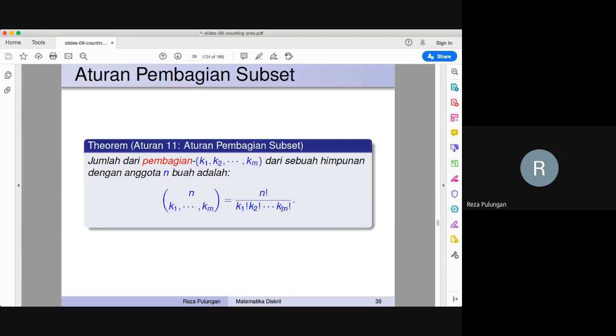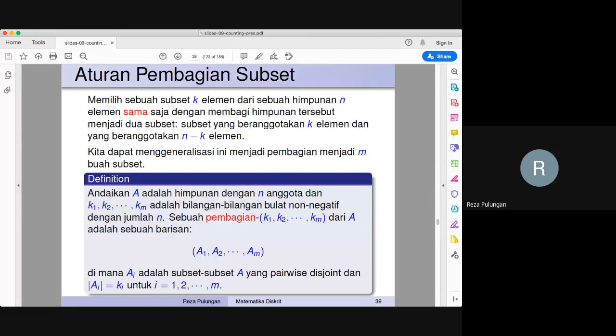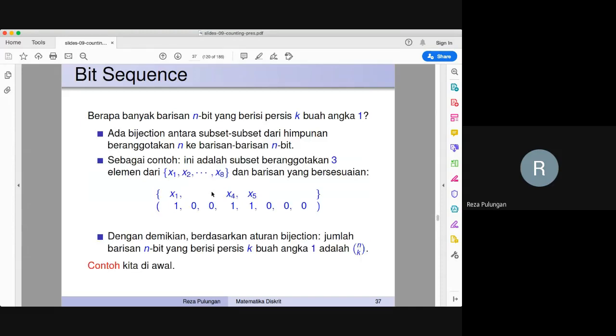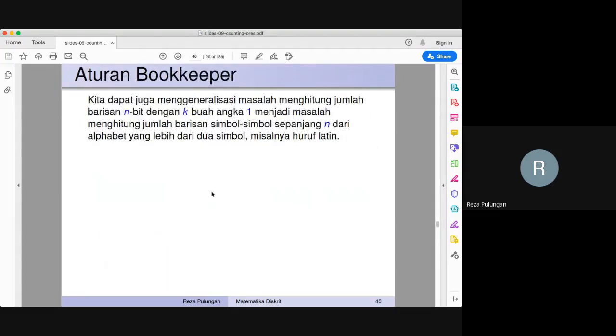Yeah? So, if you have just two divisions, now here there are m divisions. If you just have two divisions, this will be k and the other one will be n minus k. And this is exactly what we have here. N select k is equal to n factorial divided by k factorial multiplied by n minus k factorial. But this one, we can also denote by n select k, comma, n minus k. See? So they are just a simple generalization.